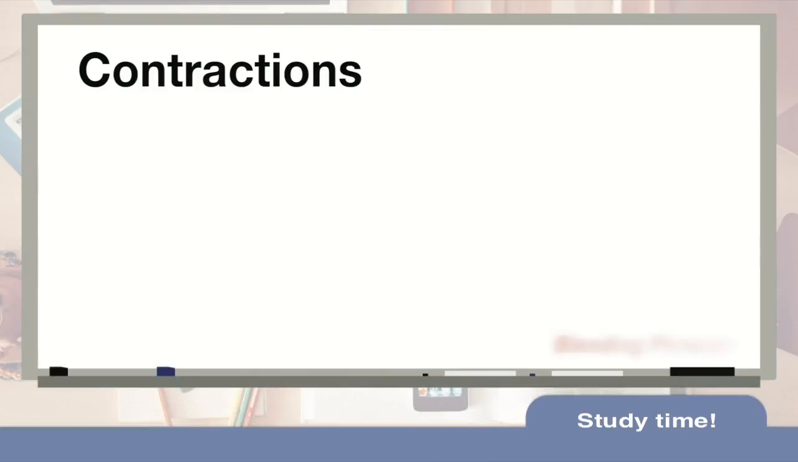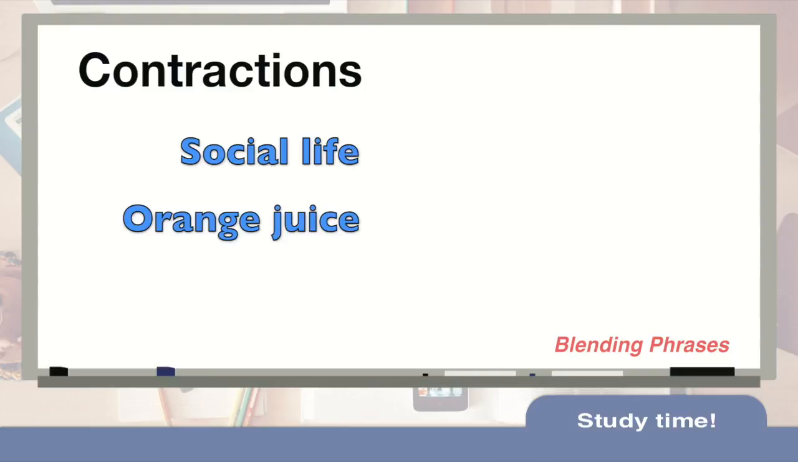To begin, we'll look at blending phrases. Here are a few examples of words that blend together. You may have noticed that the end of the first word has the exact same sound as the start of the second word. In the phrase social life, the joining sound is ul. The second phrase, orange juice, is a little more difficult to see because of the spelling, but if you use your ears, you can see that orange and juice both have the joining sound of zh.